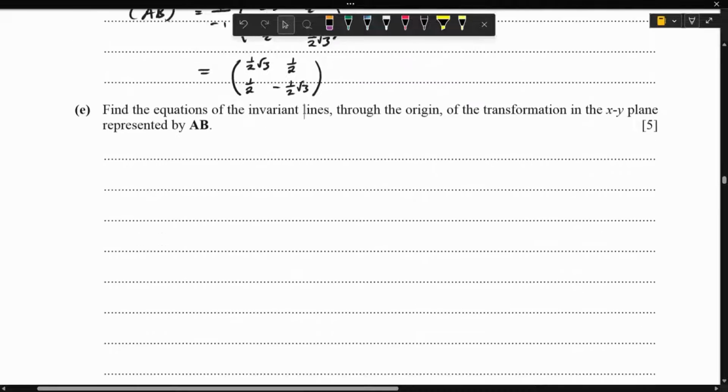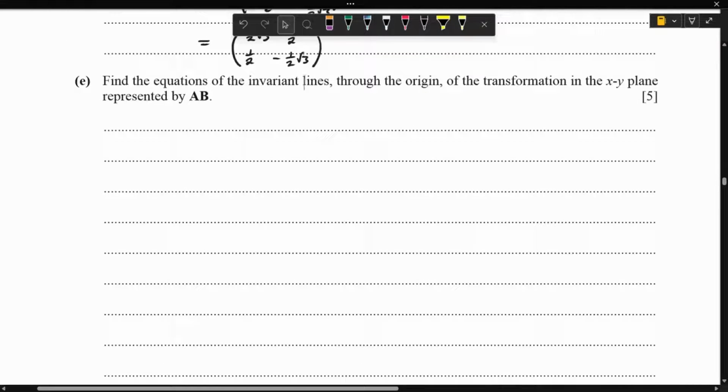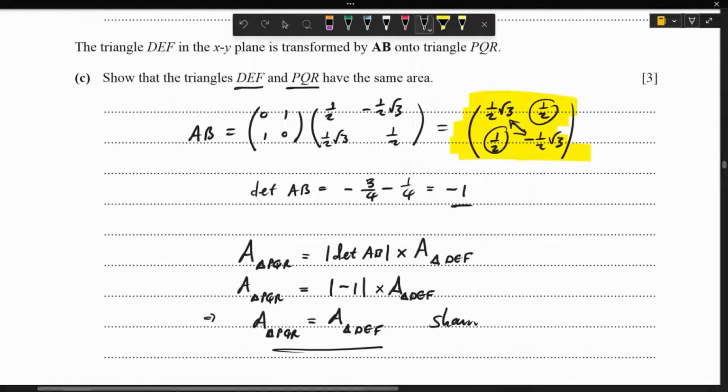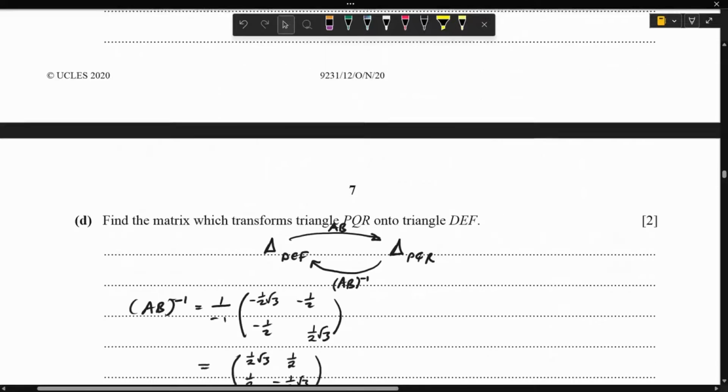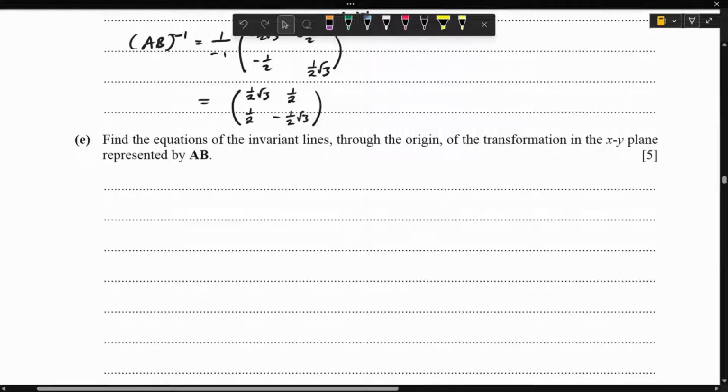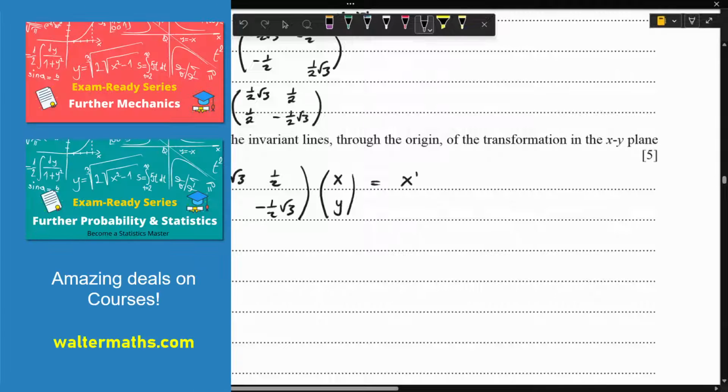Next we go on to part E. It says, find the equations of the invariant lines through the origin of the transformation in the xy plane represented by AB. The matrix AB is this matrix that we have right here, so I'm going to copy it and paste it down here. That's the transforming matrix in this particular case. This matrix AB is going to transform some points on the object, giving us an image x dash, y dash.